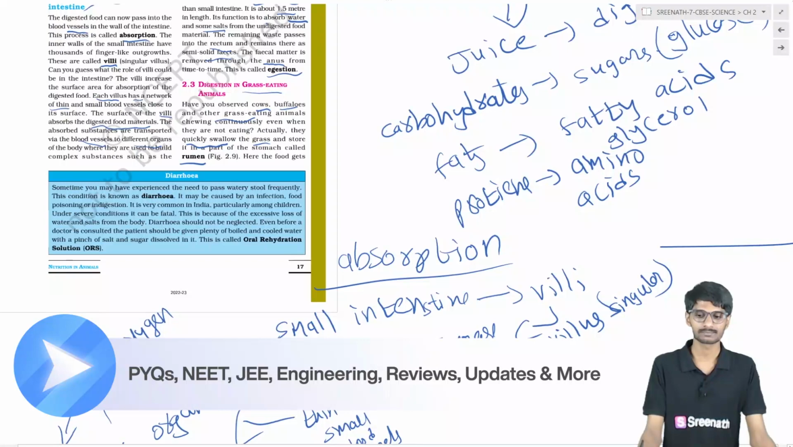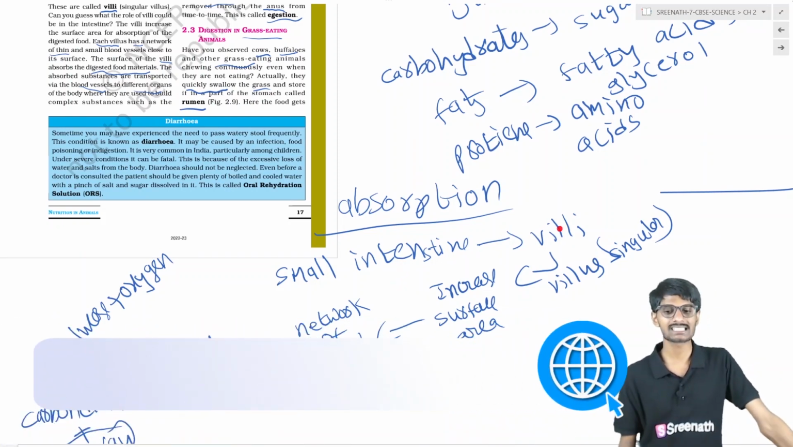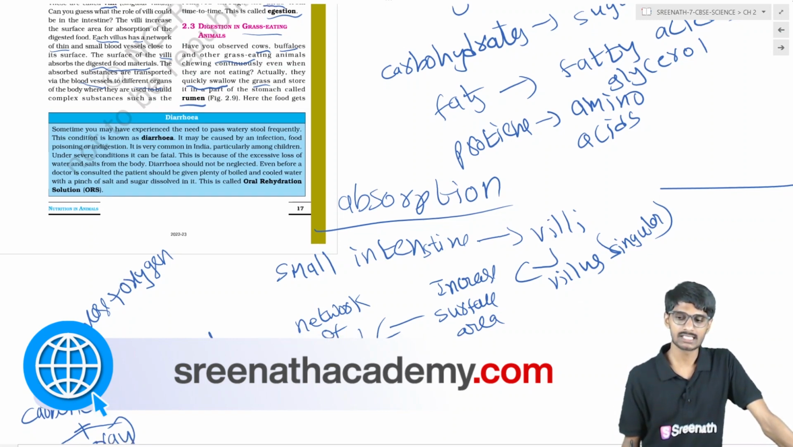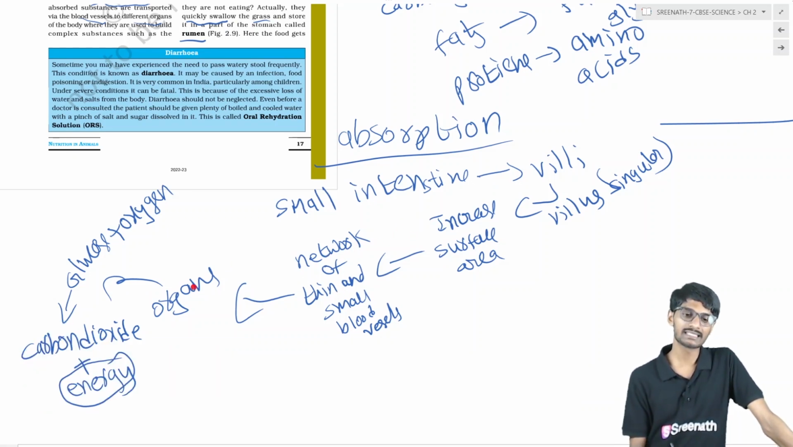In the process of absorption, the inner layer of the small intestine contains the villi, which are finger-like structures. They increase the surface area for absorption. They have a network of thin and small blood vessels. The food materials absorbed through the villi are transported to the blood vessels, and through these blood vessels to all organs.